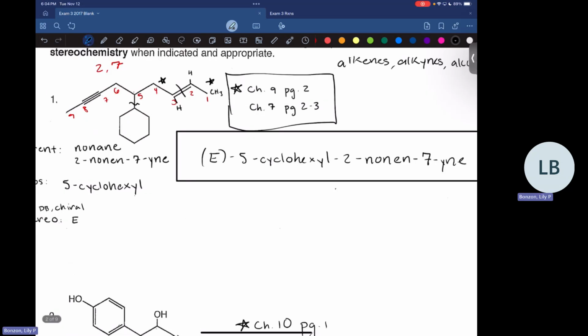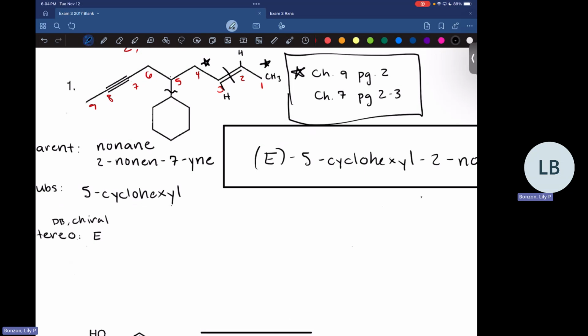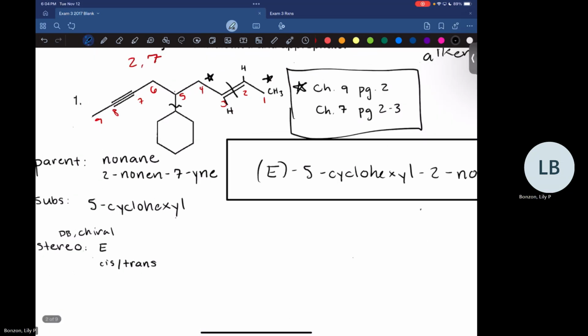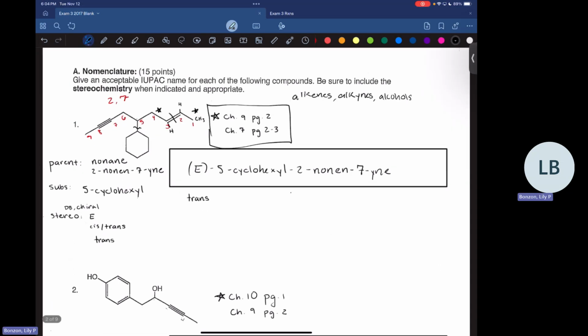Alternatively, since for our double bonds, we do have 2 hydrogens and 2 non-hydrogen groups, we could also label this one as cis or trans. And that only applies whenever we have 2 hydrogens off of that double bond. And so since the groups are on the opposite sides, you could label this one as trans. So you could put E or you could put trans and then the rest of the name. Any questions on that first one?